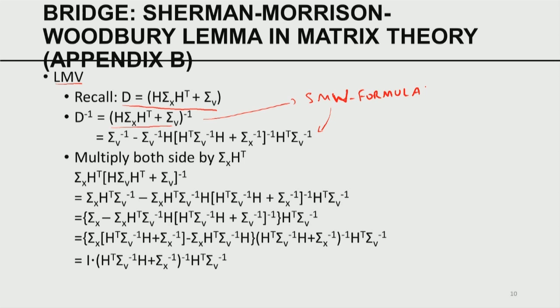I am not going to quote the formula, it is already given in the module on matrices. So what does it essentially say? The Sherman-Morrison-Woodbury formula says the following. If I have sigma v, I may know sigma v inverse. Suppose I update sigma v by adding a matrix which is H sigma x H transpose. How do I compute the inverse of sigma v plus H sigma x H transpose? So given this, the question is how to compute this. And that is given by the well-known Sherman-Morrison-Woodbury formula.